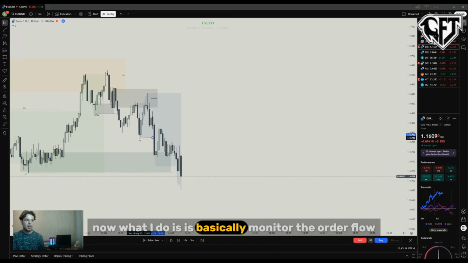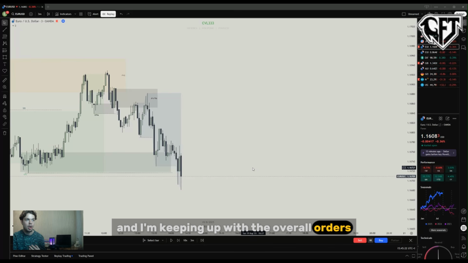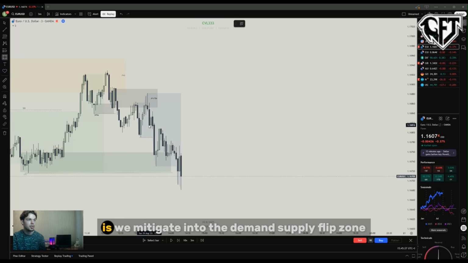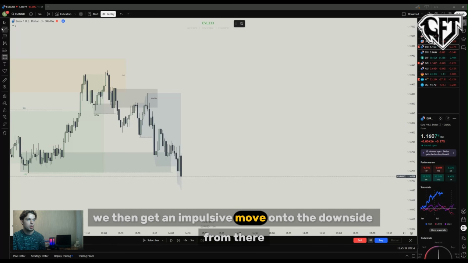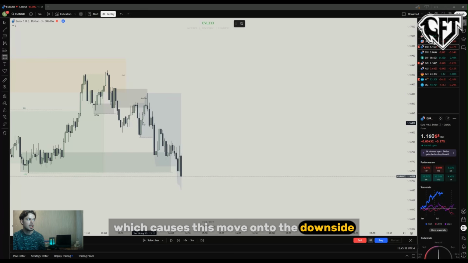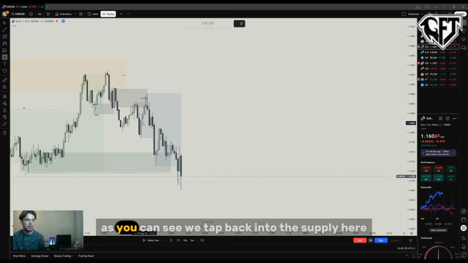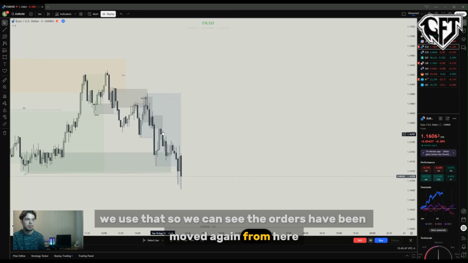Now what I do is basically monitor the order flow. So I'm just tracking the mitigation process, and I'm keeping up with the overall orders which are being moved in the market. So what I can see, if I take a detailed view, is we mitigate into the demand to supply flip zone. We then get an impulsive move onto the downside from there, creating a supply zone here. We mitigate that supply here, which causes this move onto the downside. And then we create this supply here, and we use that again. As you can see, we tap back into the supply here. We use that, so we can see the orders have been moved again from here.